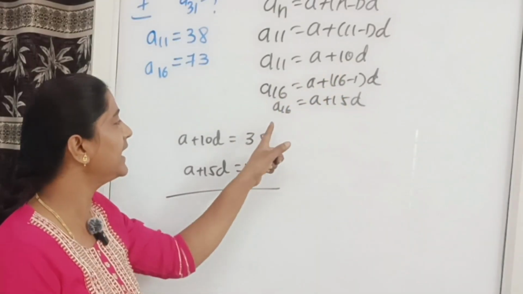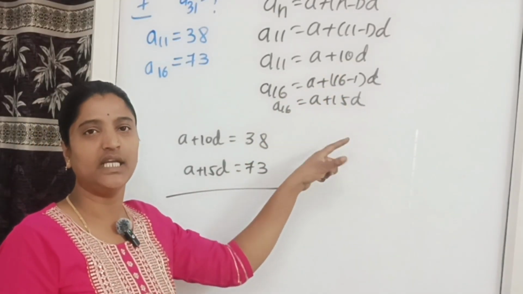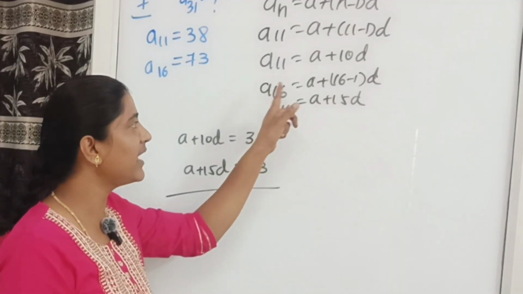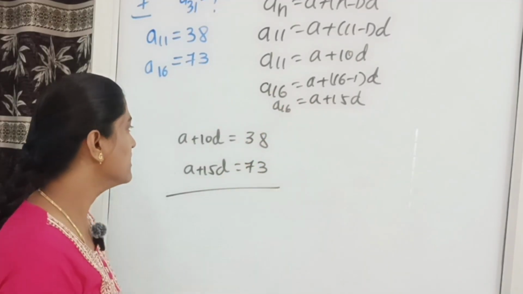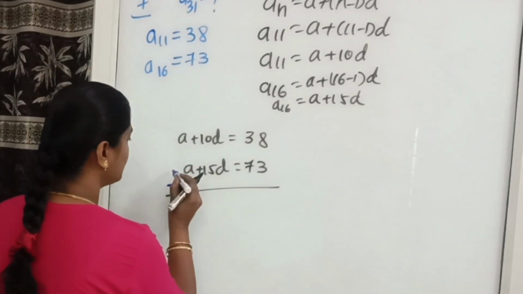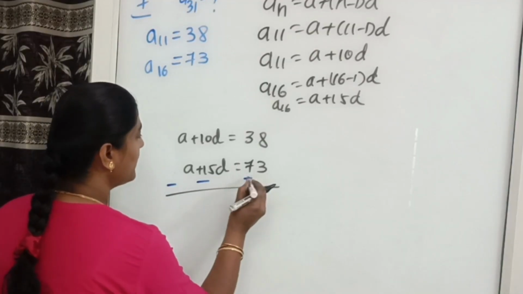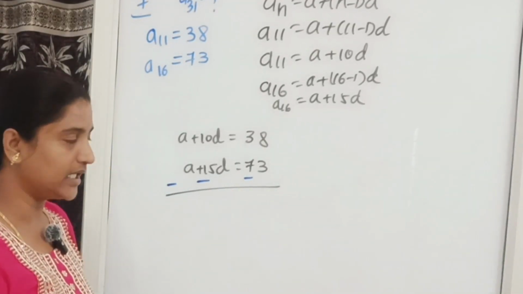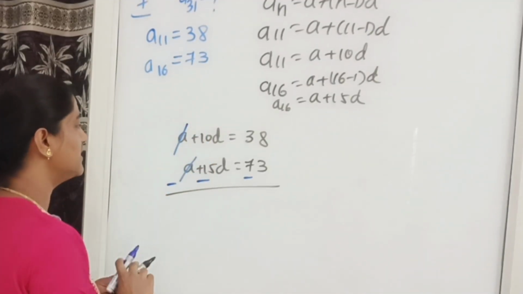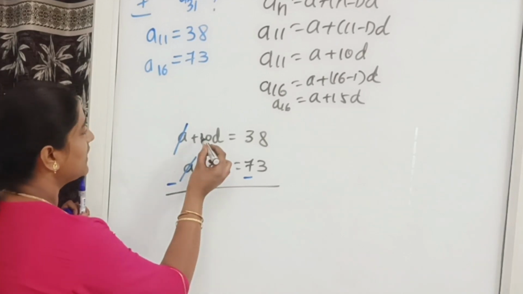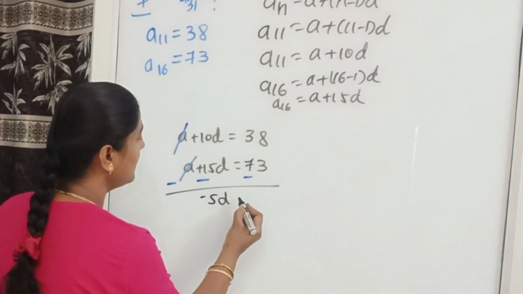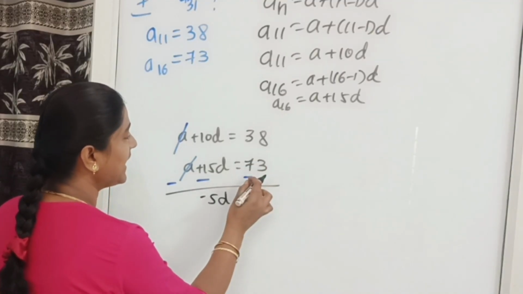You can understand now: A11 is A plus 10D and A16 is A plus 15D. How? Because according to the nth term formula, whatever the number of terms, minus 1 into D will come. Now change the sign of the second equation to cancel. Here minus A plus A gets cancelled, and the remaining is 10 minus 15, so it is minus 5D is equal to 38 minus 73.